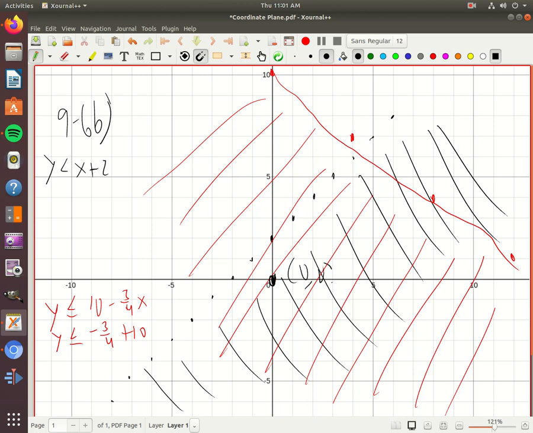I'm going to plug in 0, 0. I expect it to be true for both. 0 is less than 2 is true. 0 is less than or equal to 10 is true. So I'm real happy with that 0, 0.